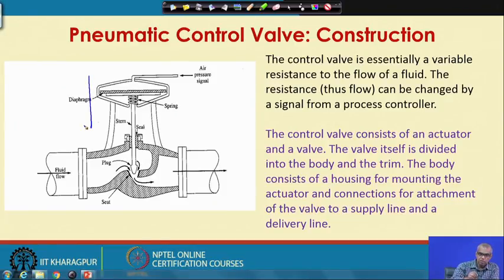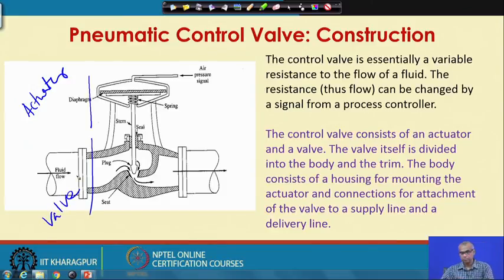So, this part is actuator and this part is valve. The valve itself is divided into the body and the trim. The body consists of a housing for mounting the actuator and connections for attachment of the valve to the supply line and a delivery line.